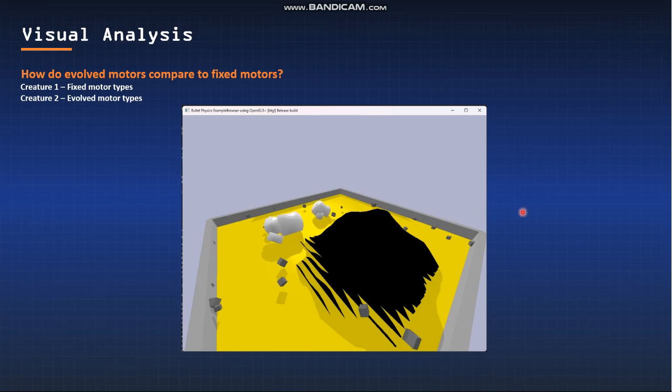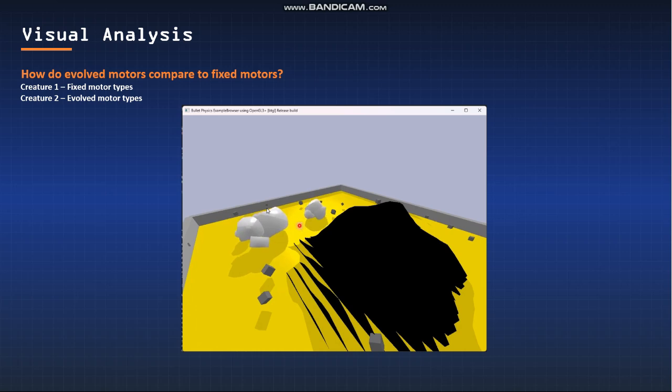In this video, we can see there are 2 creatures moving side by side. The creature on the left with evolved motor types moves more smoothly and naturally. The one on the right using fixed motor types has more rigid and less effective movement. This shows how evolving the motor types improves the overall motion.